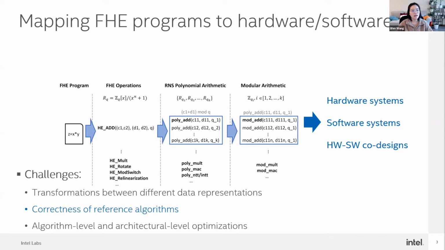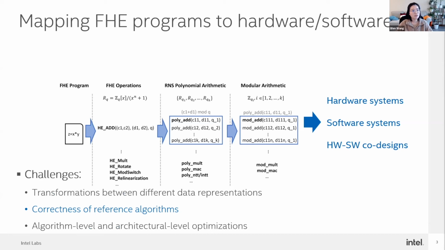First of all, you have to jump between different data representations, and this involves transformations. Another very interesting point, and I'm not sure you have thought about it before, is that for implementing a specific operation, you always have to choose an algorithm and use it as a reference in your implementation. But have you thought about how you make sure that your reference algorithm itself is correct? That's another challenge that we face.